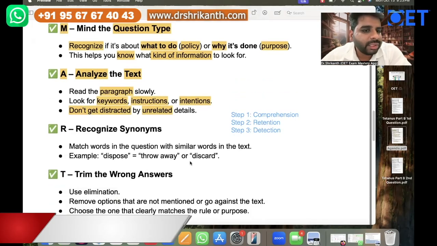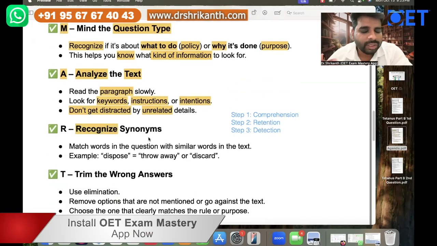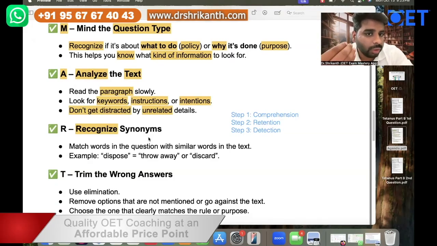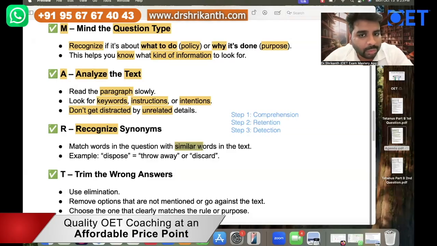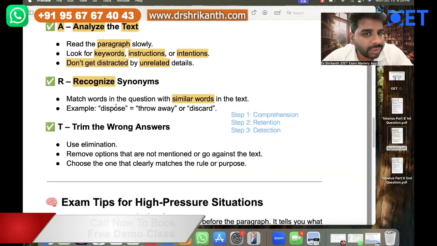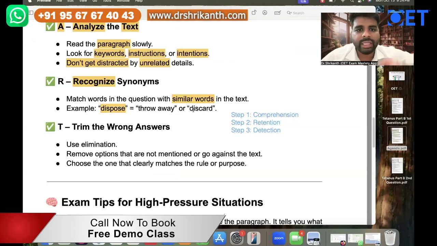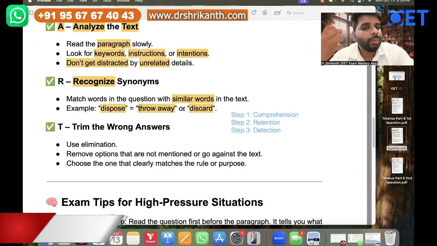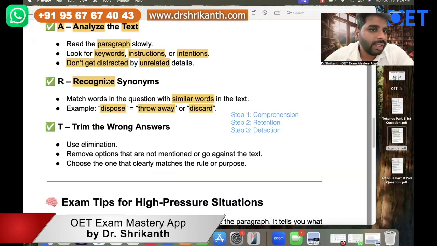Right. Next comes synonyms recognition, right? Always understand that the OET is very cunning. So when you're reading the text, don't expect the OET to repeat the same words in the question and the audio. They'll be using synonyms. So you must be able to recognize synonyms. So match words in question with similar words in the text. See, for example, in the question paper, the word will be dispose, right? But in the paragraph, they will use words such as throw away or discard. Now you see, similar meaning, but different words. So you have to be able to identify synonyms. That is what we call recognizing synonyms.